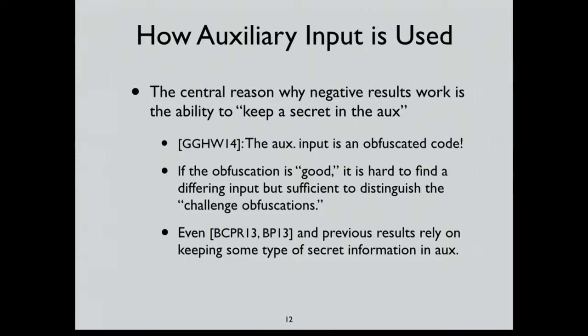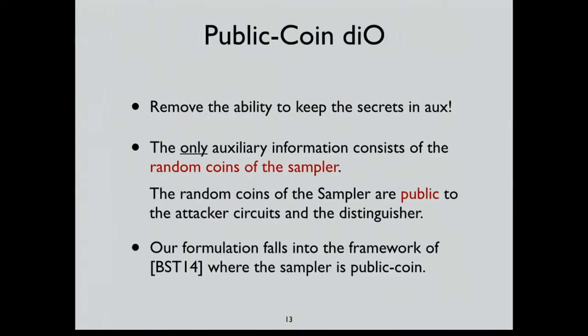And if I can rule that out, hopefully I'll end up with a notion that is plausible and concise and is still useful. Okay? So this is where public coin DIO comes in. It simply removes the ability to keep any secrets in the auxiliary information. In particular, whatever random coins the sampler used to sample the two programs, that is the only auxiliary information allowed to the attacking algorithm and to the distinguisher. And the idea is that if the sampler itself couldn't find two inputs which allow you to distinguish between the two programs, then if you can really distinguish between the challenge obfuscations, you must somehow break obfuscation rather than rely on using auxiliary information. Okay?